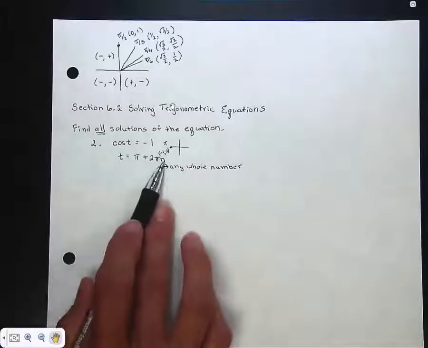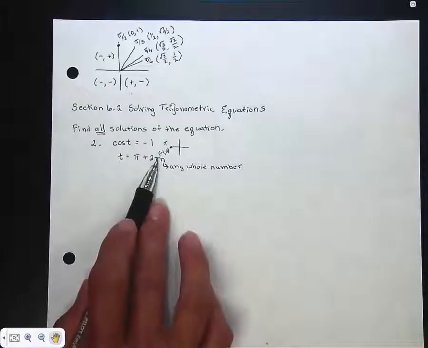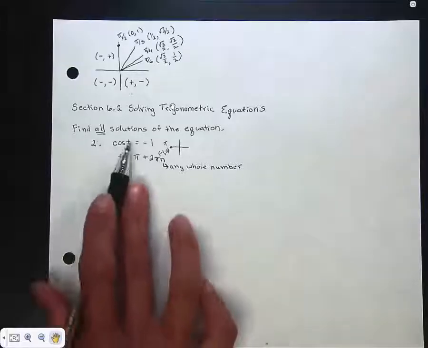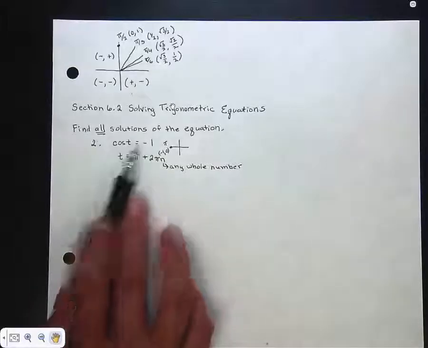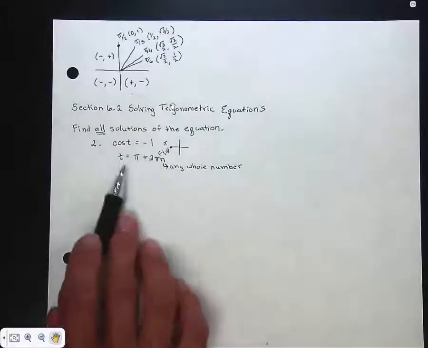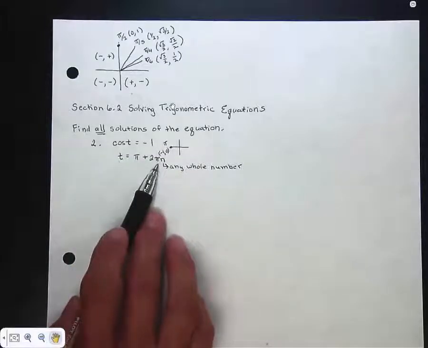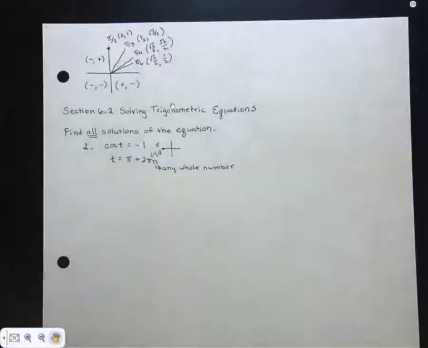Now when n is 1, this would be 2 pi plus pi, which is 3 pi. If we let t be 3 pi, then cosine of 3 pi is also -1. Cosine of 5 pi is also -1. Anytime we are at pi and at all the coterminal angles, cosine of that angle is going to be -1. So this is all the solutions to that equation.